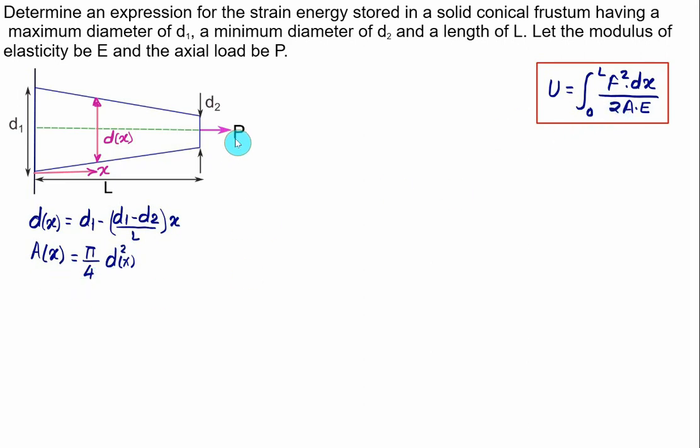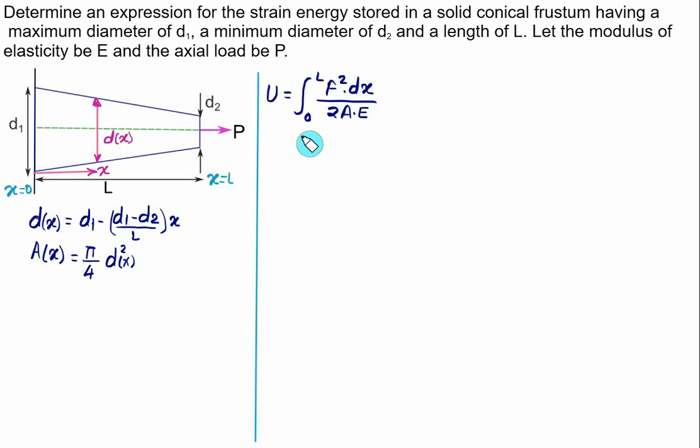As far as the force P is considered, force P is constant at every section. So we have the lower limit of x equal to 0, and if I put x equal to 0, we have diameter equal to d1. If I put x equal to L, then L and L will cancel. We have minus d1 plus d2, so d1 and minus d1 will cancel and we have plus d2, that is the diameter at distance equal to L. So this equation is correct.